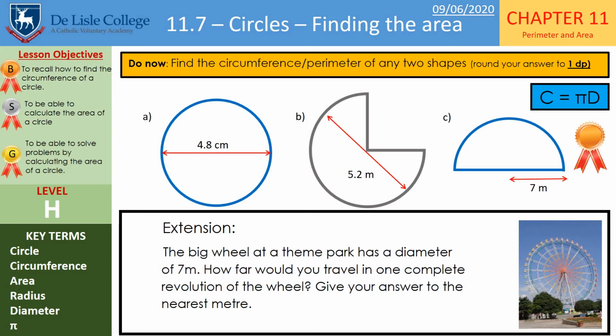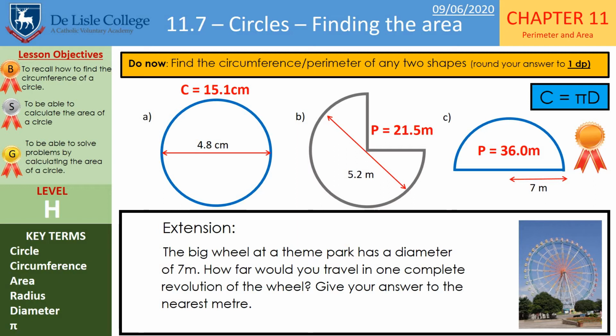Okay, having had a go at those, I think the first answer is 15.1 centimetres for the circumference. B, the perimeter this time is 21.5 metres, that's pi times 5.2 plus 2 lots of 2.6, because the radius is 2.6 metres. And the third one, it's half a circle, so it's half the circumference plus 14 for the diameter. So 36.0 metres to 1 decimal place.